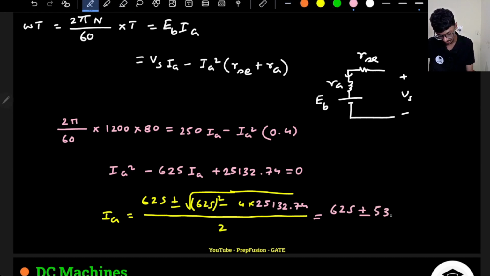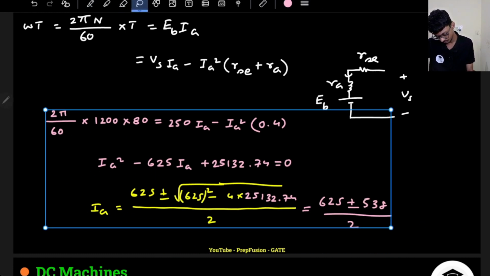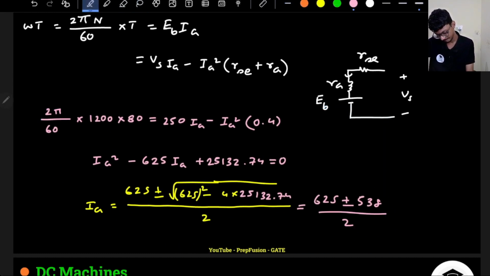Which one shall I choose? You will decide, right? You will tell me which one shall I choose. So this will be equals to, either I can choose the negative or the positive. Which one shall I choose and which one shall I reject?